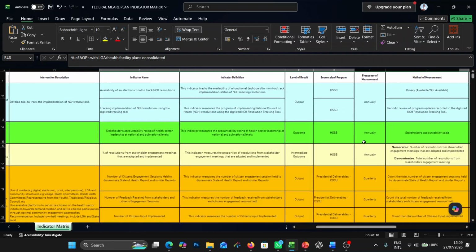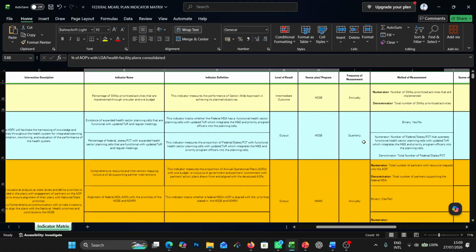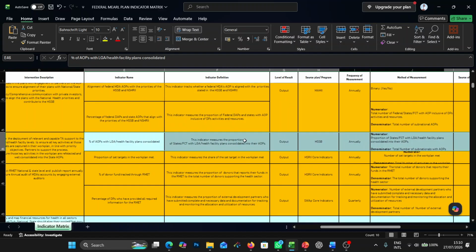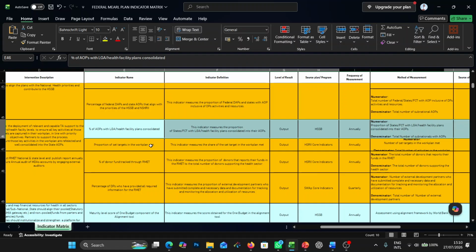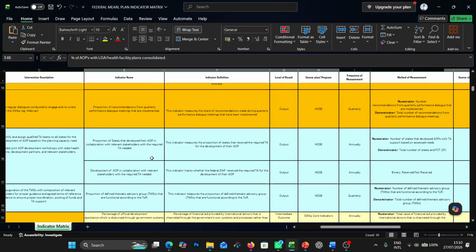So let me give an example of one of the indicators that is federal level. For example, we have something on percentage of AOPs with LGA Health Facility Plan consolidated. Here, as we can see, this indicator is looking at the total number of AOP across these different levels. Then we have some other indicators there. We have proportion of states that develop their AOP in collaboration with relevant stakeholders with the required TA needed. So you can see, if we are to report this for the federal level, what they are doing is to aggregate the number of states that have done this.